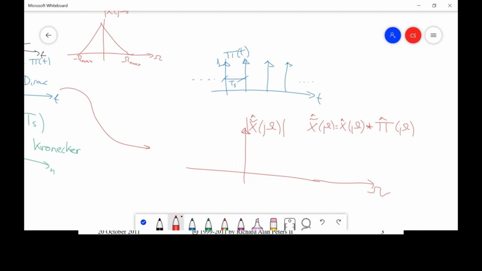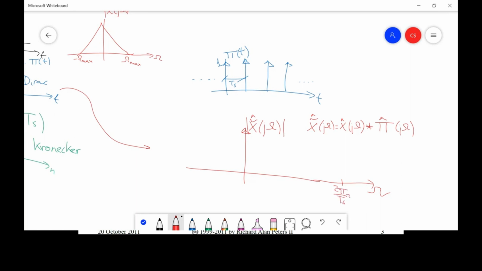What is the Fourier transform of the train of deltas? No. It is another train of deltas. The Fourier transform of a train of deltas is another train of deltas. A constant has Fourier transform 1, but not a train of deltas. Okay, so it is a train of deltas, and they are separated by 2 pi divided by Ts.